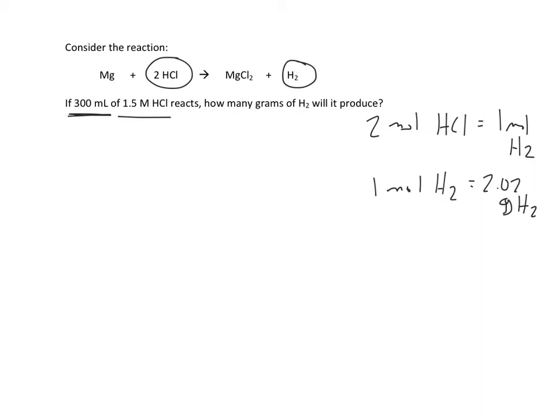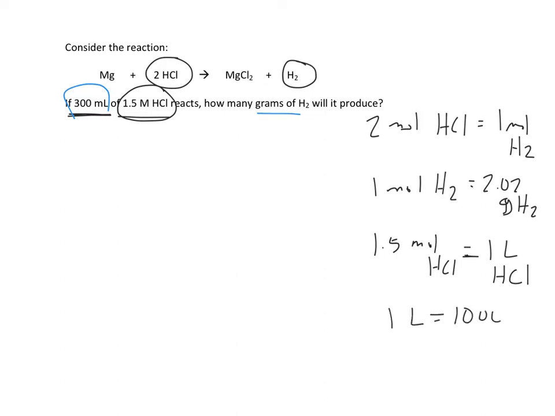So one thing that's important, though, is recognizing what 1.5 molar means. It basically means that there's 1.5 moles of HCl for every 1 liter of HCl. So that's going to be important. So we're trying to convert from milliliters of HCl into grams of H2. And since we're in milliliters, we also need to know that 1 liter equals 1,000 milliliters. And so this is how we're going to set up our conversion.